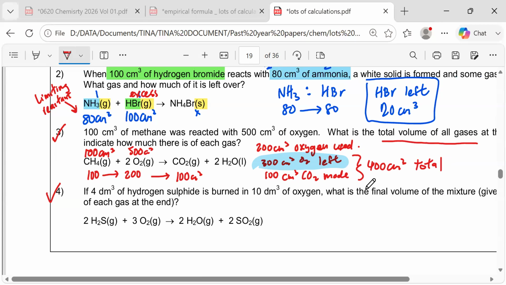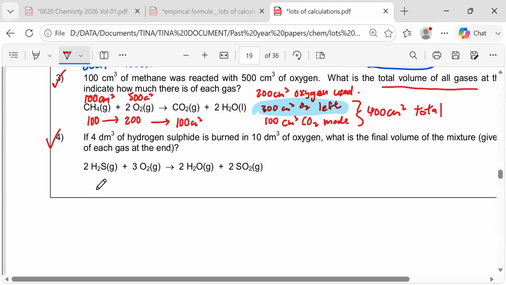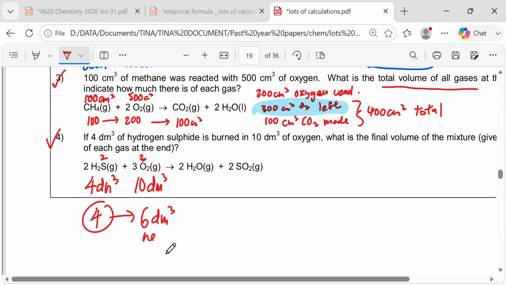Did you try question 4 already? Have you tried question 4? Okay, let's see. So 4 decimeter cube with 10 oxygen. Okay, so obviously 4 only needs how much of this? Because the ratio is 2 to 3, right? So 4 only needs 6. Okay, so oxygen left is 4 decimeter cube.